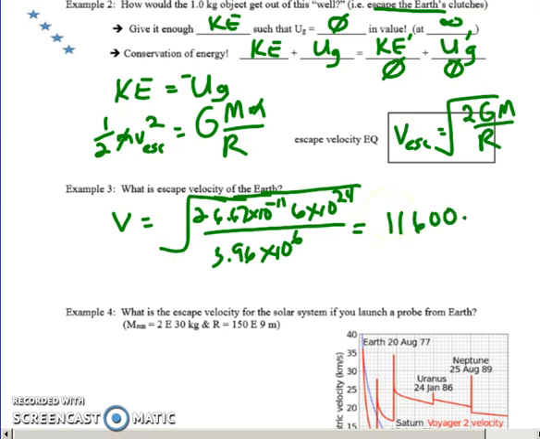11,600 meters per second. So if we want to send a probe to Mars, to Venus, not to the moon, the moon is still in the hole, well beyond anything in our solar system, we have to fire it with at least a speed of 11,600 meters per second.